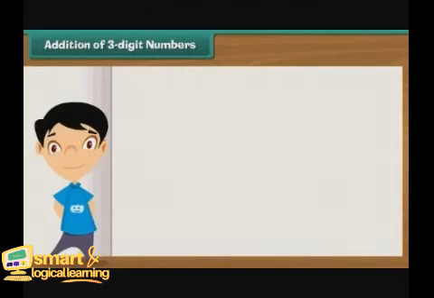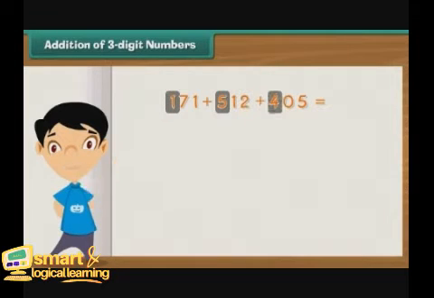Thus, the sum of 25 and 7 can be quickly calculated as 32. Addition of 3-digit numbers. Let us now see how we can simplify the addition of numbers with 3 or more digits. Let us try and add 171, 512 and 405. To simplify the addition, we proceed according to place values. Let us begin with the digits at the hundreds place, that is 1, 5 and 4. We add 100, 500 and 400.